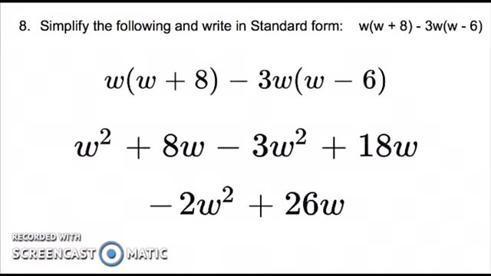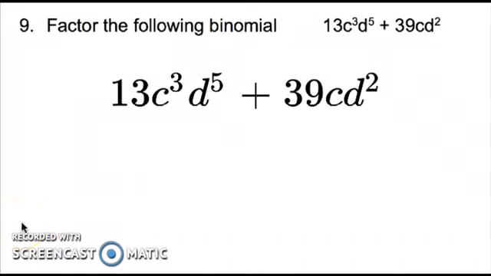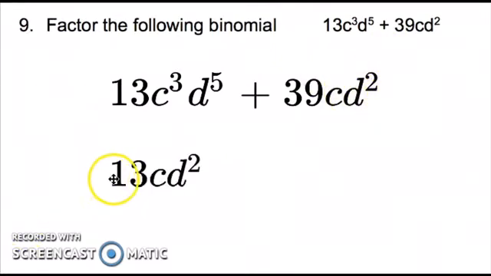All right, let's look at the next one. Number 9 is asking you to factor the following binomial. We have to look for a GCF. Looking at the 13 and 39, I can take out a 13 as my GCF. Looking at c to the third and c, I take out the smallest exponent, and that is just c, so I'll have 13c. Looking at the d's, the smallest exponent is d squared, so I'll take out d squared. So my GCF is 13cd squared.